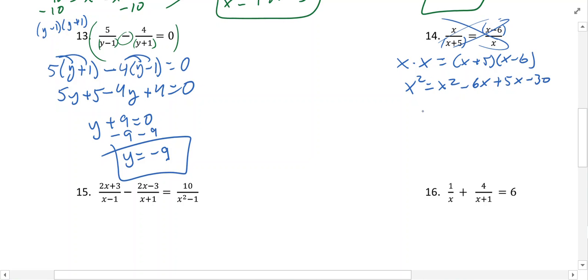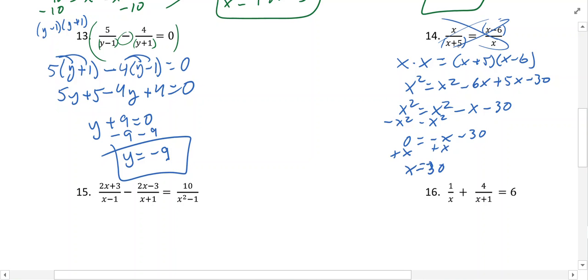So on the right-hand side, when I combine my like terms, this x squared, I get x squared. Negative 6x plus 5x gives me a negative 1x minus 30. I'm going to subtract x squared from both sides. When I do that, they're going to cancel. So I get 0 equals negative x minus 30. Since I'm solving for x, I'm going to add x to both sides. So I get x equals 30. And so then when I check it, that's okay. It can be 30. So x equals 30.